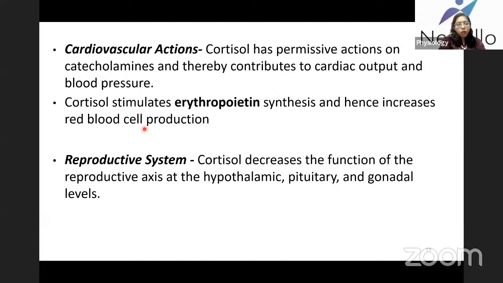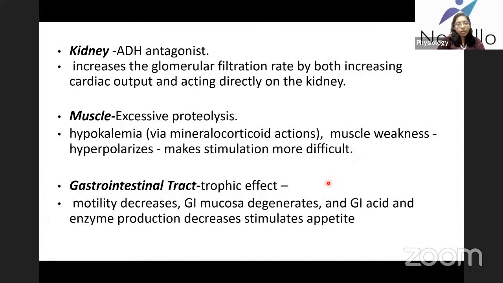Coming to the reproductive cycle. Again, you must have heard this very often that after steroid treatment, there is a chance of a delay in the menses or some kind of abnormality in the reproductive cycle. That is mainly because the cortisol decreases the function of the reproductive axis at the hypothalamic-pituitary-gonadal levels. That is the reason one has to be very careful in managing the reproductive cycles of the patients who are taking the steroid treatment. Coming to the kidneys or the renal system, steroids are ADH antagonists, and they increase the glomerular filtration rate both by increasing the cardiac output and by directly acting on the kidney.